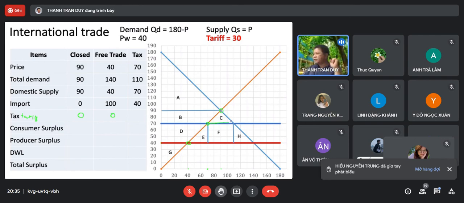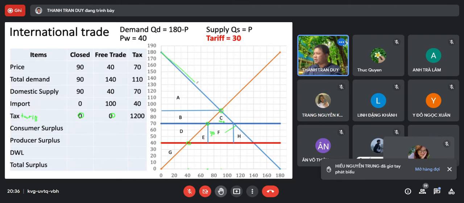With tariffs, this is the total area of the tax revenue that government can collect. So this amount will be 30 multiplied by 40, which will be 1,200. Okay.